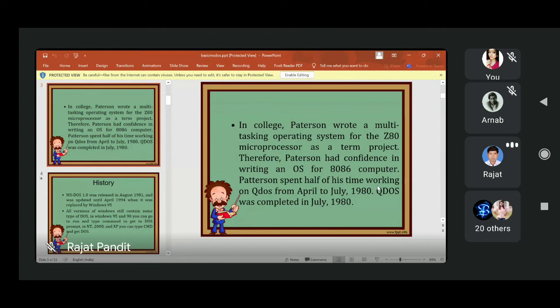I think students from electronics and students from computer science know the microprocessor. They have seen that the microprocessor kit is available there.